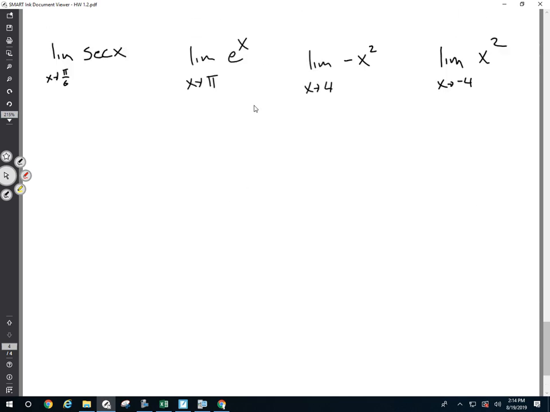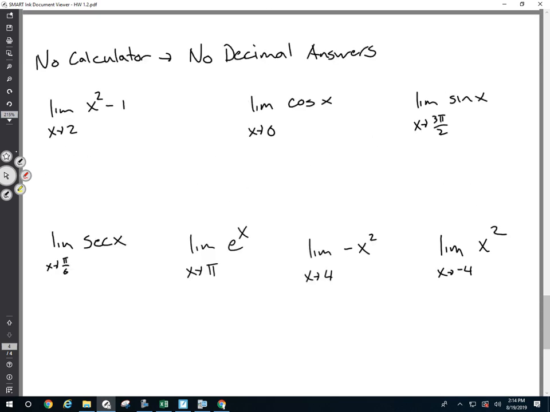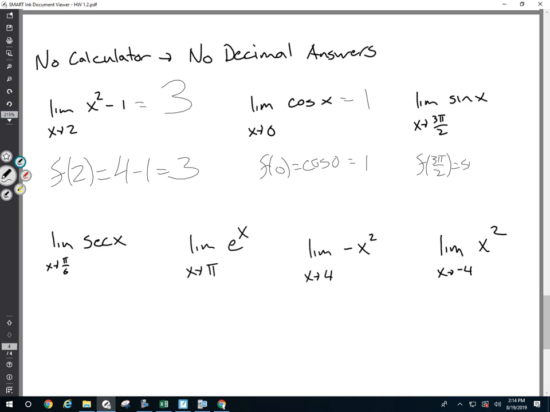If I asked you what these were, you were not allowed to use a calculator. Typically, limits equal function values. Function value is 3. I'd be approaching 3 from the left and the right of 2. The function value is 1. I'd be approaching 1 from the left and the right. The function value is negative 1. That would be my limit as well. These are boring.